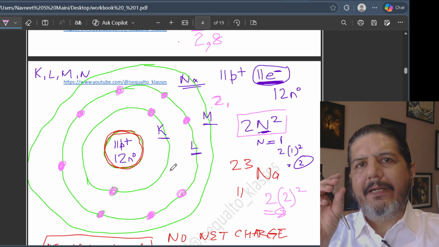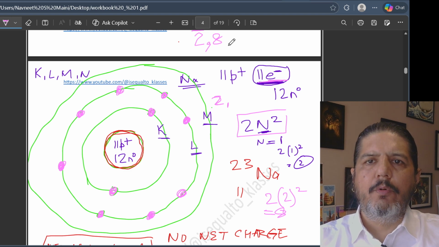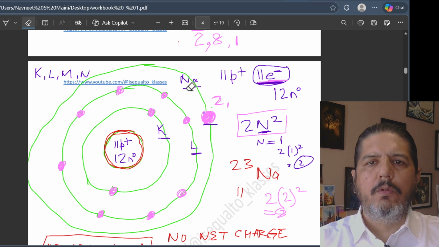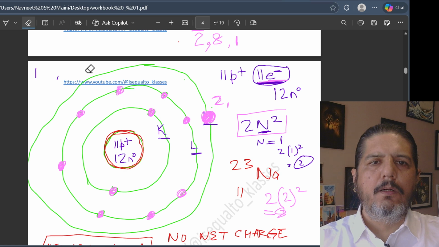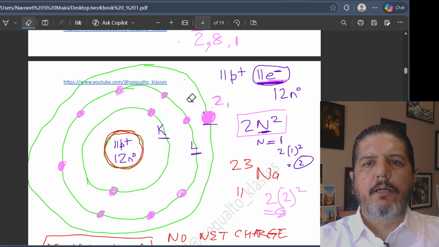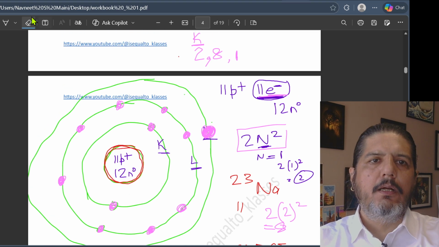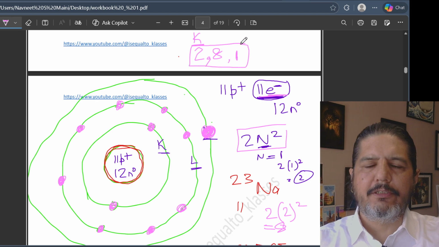Now I have put 10 electrons. So how many electrons are remaining? I had 11 electrons. So 2 and 8, 1 is remaining, and the 1 remaining will go to the M shell. So this is how you will draw the orbital diagram. And I think you might have done this in your school also, or in your textbook also.